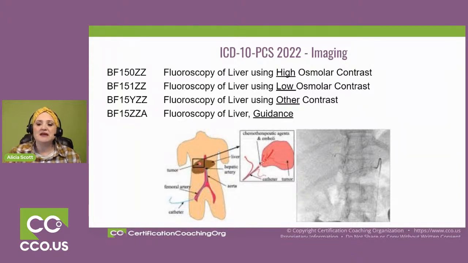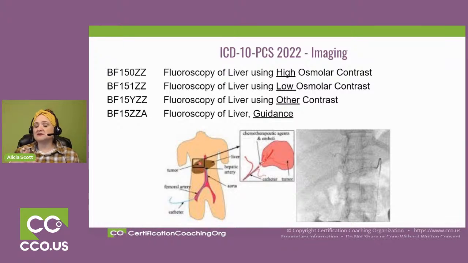So B is imaging, and I always remember that because I think, oh, when we get our picture taken, we want to look beautiful. So it starts with a B. And we are going to be looking at the liver, fluoroscopically, and the different ways that we can do that is via contrast. We have high and low contrast, other contrast, and guidance.